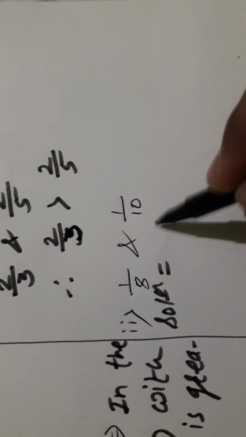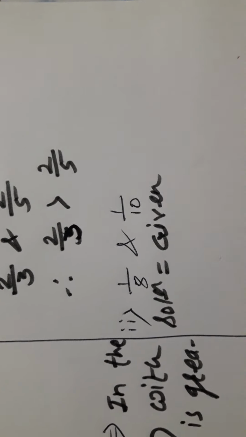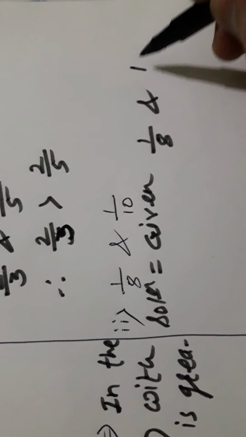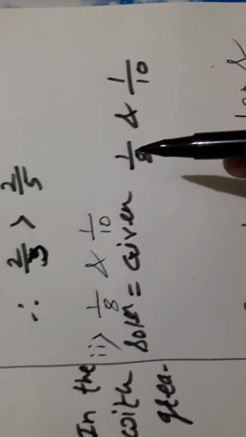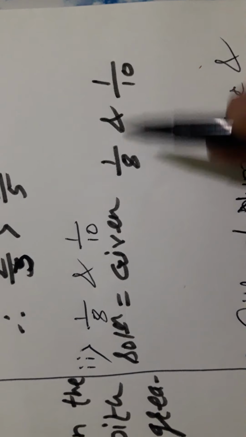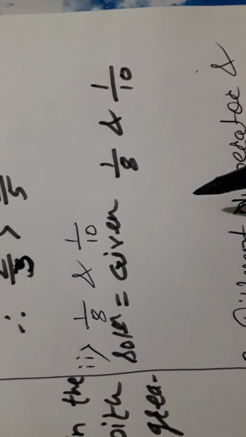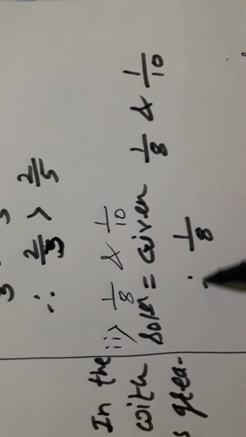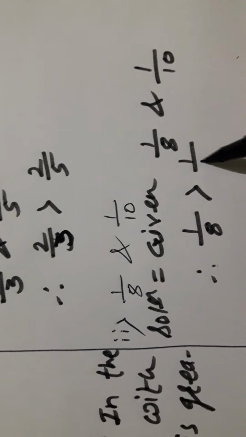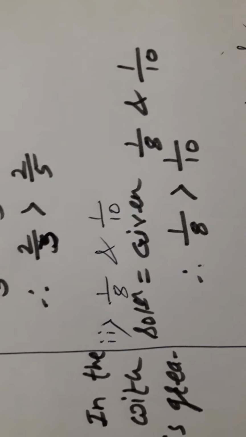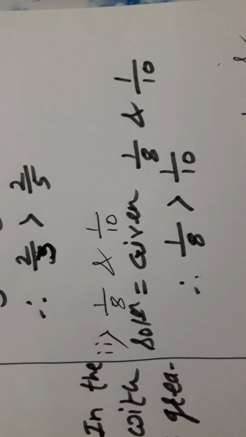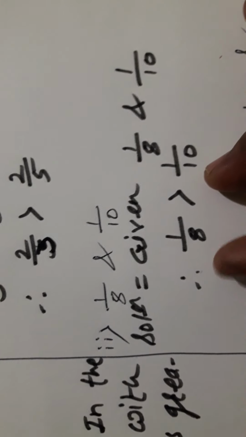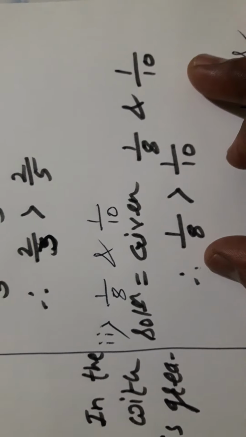Once again, an example I wrote here. Solution given. Okay, now see here what is given: 1 upon 8 and 1 upon 10. Whose denominator is smaller, 8 or 10? 8 is smaller than 10. Then what will we write? 1 upon 8 is greater than 1 by 10. Do you understand? It is this simple. Simply see the numerator. If numerators are same, see the denominator; whichever is smaller, that fraction is greater.